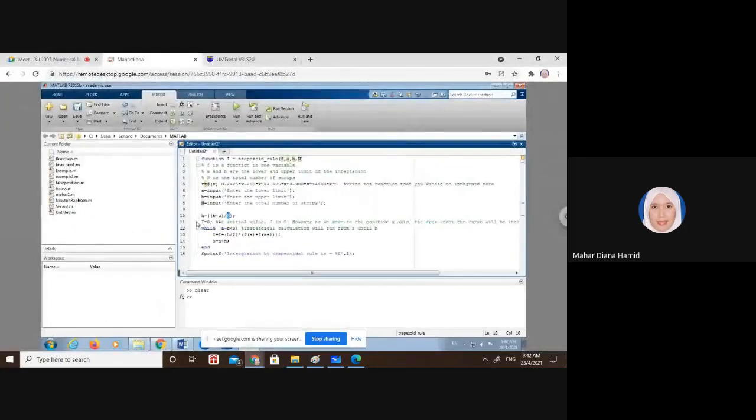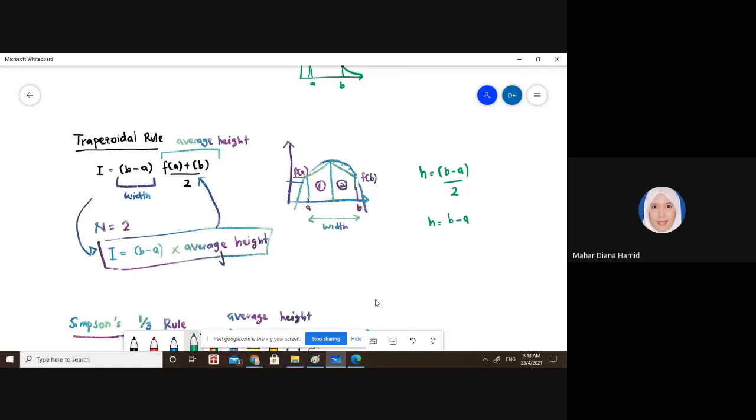And this is a bit tricky, this part from line 11 until line 14. So what happened here, at the initial value, the integration value is 0. So if we refer back to this graph, at this point here, I is equal to 0. So this is what we wanted to tell MATLAB.